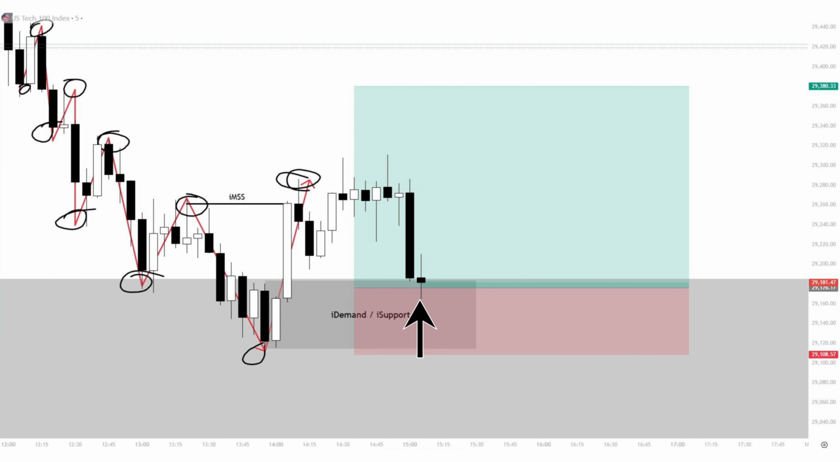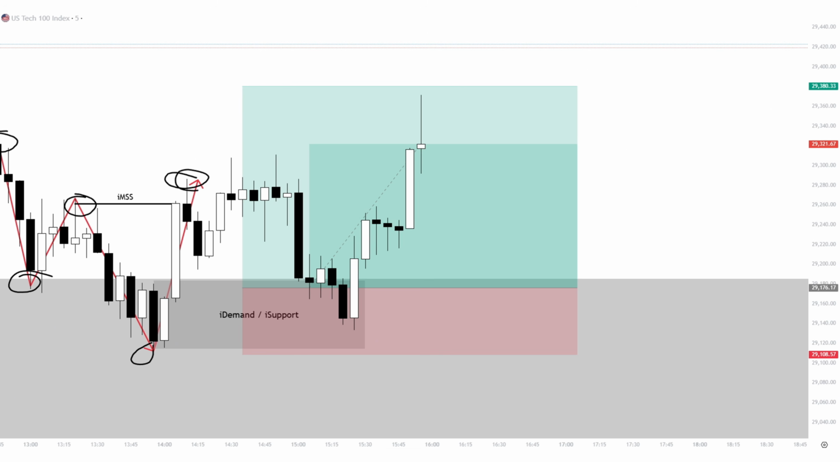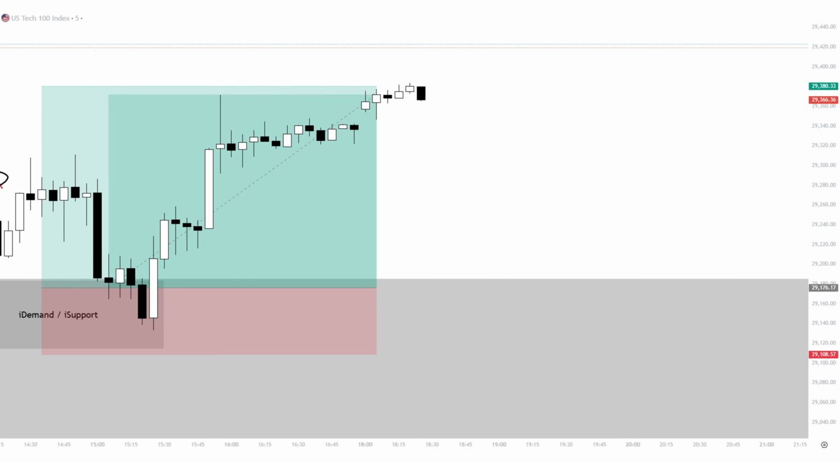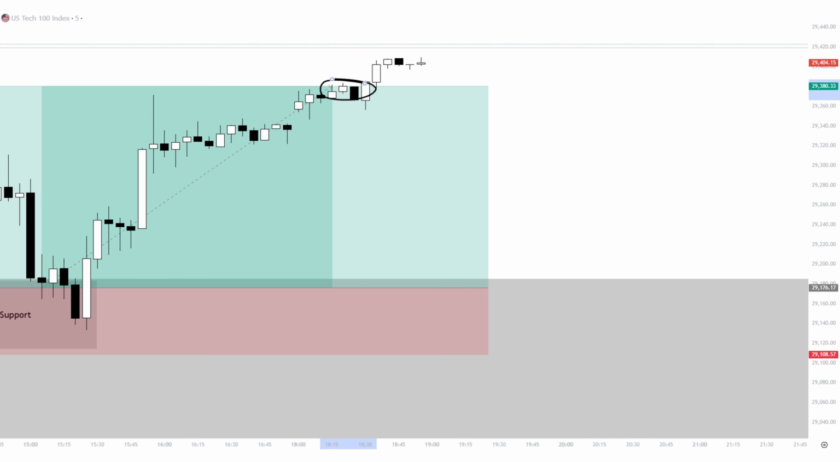Price pulls back and hits into the low time frame demand. Buying pressure is increasing, driving the price up into what looks to be an uptrending price action. This uptrending price action keeps going until it eventually closes the position on the take profit.